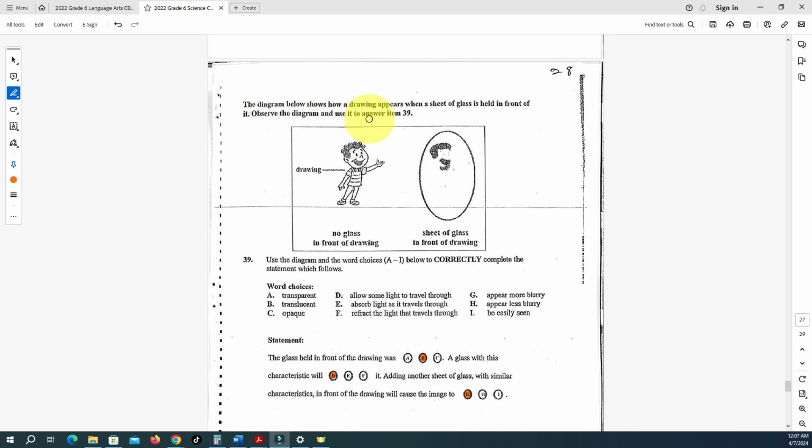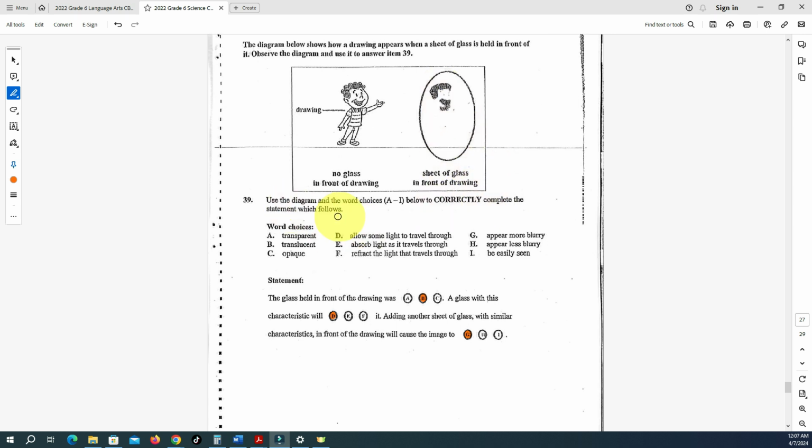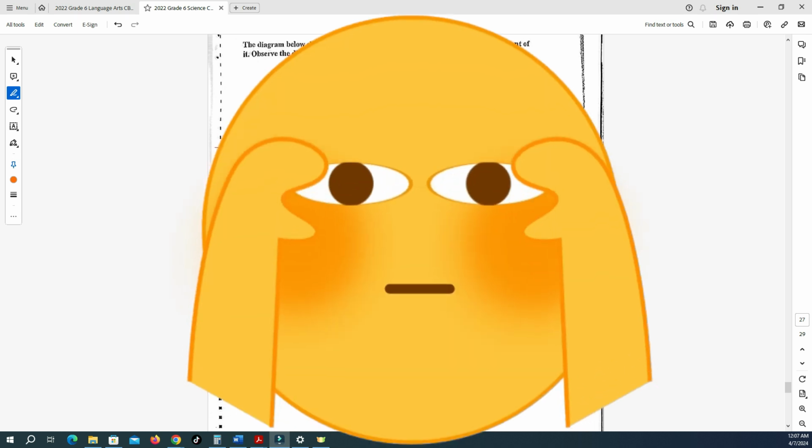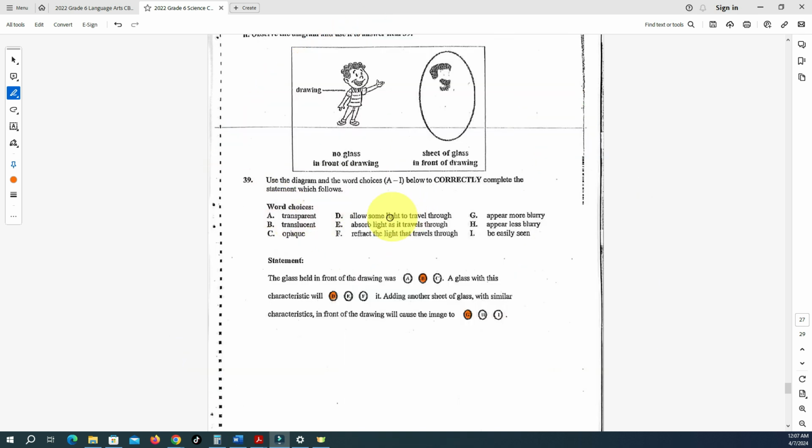So the diagram below shows how a drawing appears when a sheet of glass is held in front of it. Observe the diagram and use it to answer item 39. So here's a drawing without the glass in front of it, and here is a sheet of glass. So use the diagram and the word choices A to I below to correctly complete the statement which follows. So here are the word choices.